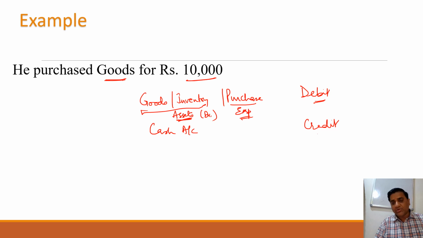The other account would be automatically created. And if we look at the cash account, the nature of the cash account is that of an asset. The general rule for an asset says that it has a debit balance. Because of buying these goods, my cash has gone down by 10,000. Whenever an asset goes down, the value of the asset goes down, it is to be credited. So this account would be credited.